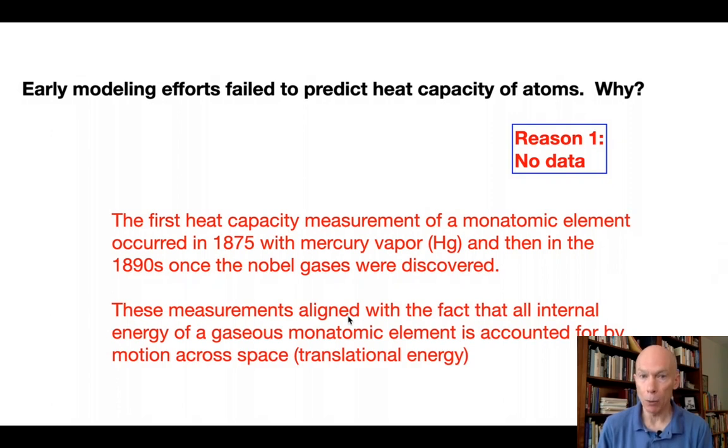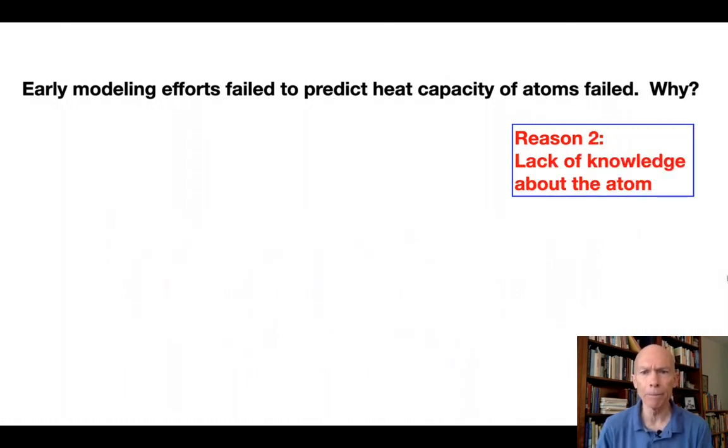These measurements, however, of heat capacity align with the fact that all internal energy of a gaseous monatomic element is accounted for by motion across space. But wait a minute, that's not what I said on the slide before. Let's talk about this a little bit more when I look at reason 2. I believe that the reason why the early theorists couldn't predict the heat capacity of an atom had to do with the fact that they didn't know what an atom looked like or how it was structured. What do I mean by this?